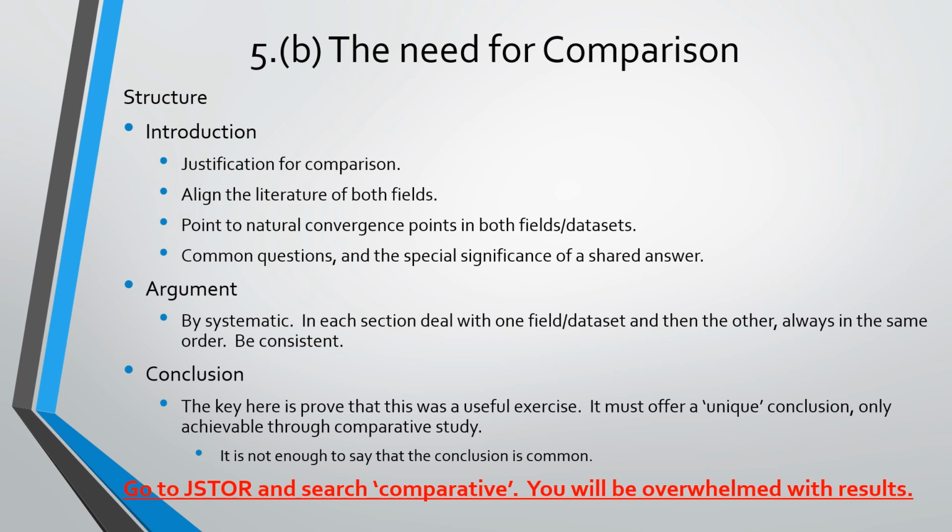The argument needs to be absolutely systematic. In each section, you need to deal with one side of the comparison, the one field or data set, and then the other, always in the same order. So A and B in section 1, A and B in section 2, A and B in section 3. Always in the same order. You really have to be very careful to organize the information in the mind of your reader with comparative work. Be consistent. And again, I return here in conclusion, the key is to prove that this was a useful exercise.